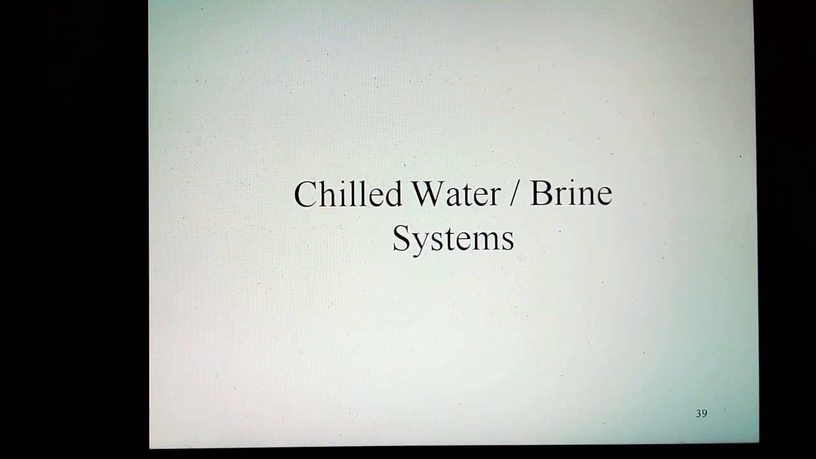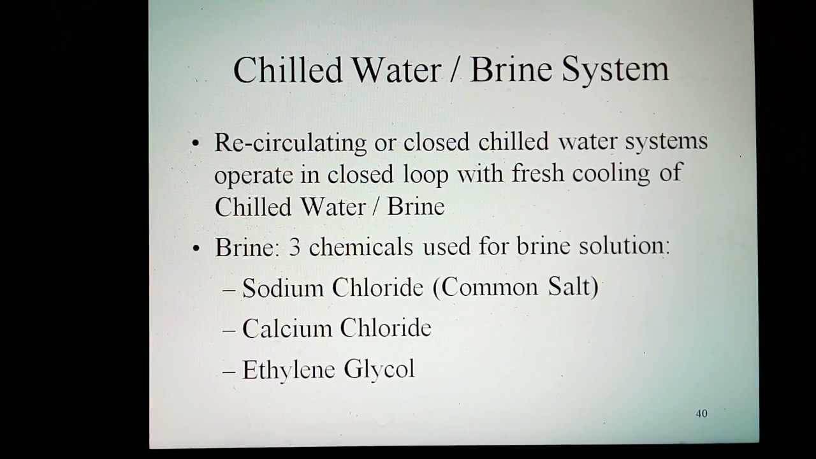Chilled water and brine system. These are recirculating or closed chilled water systems that operate in a closed loop with fresh coolant of chilled water or brine. In the case of brine, three chemicals are used for brine solution: sodium chloride or common salt, calcium chloride, and ethylene glycol.